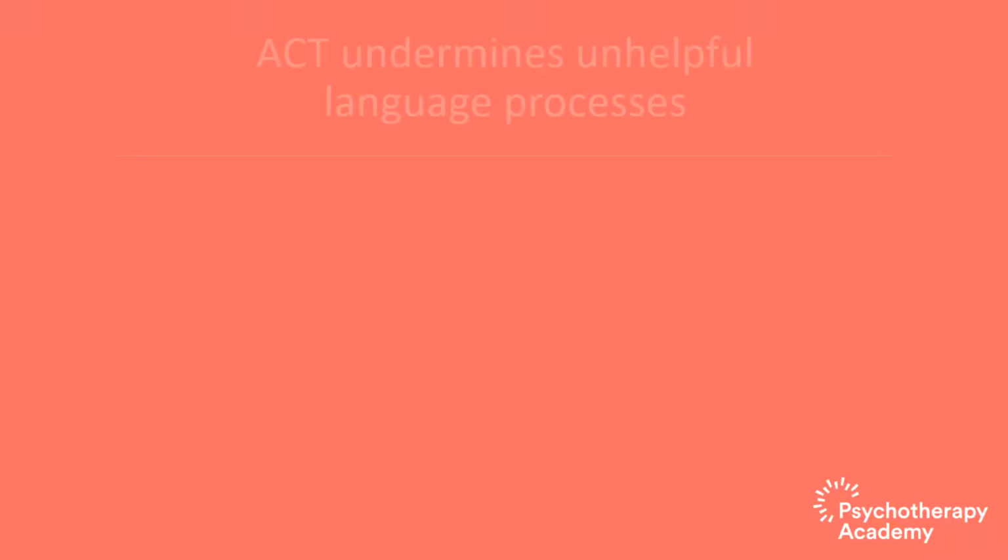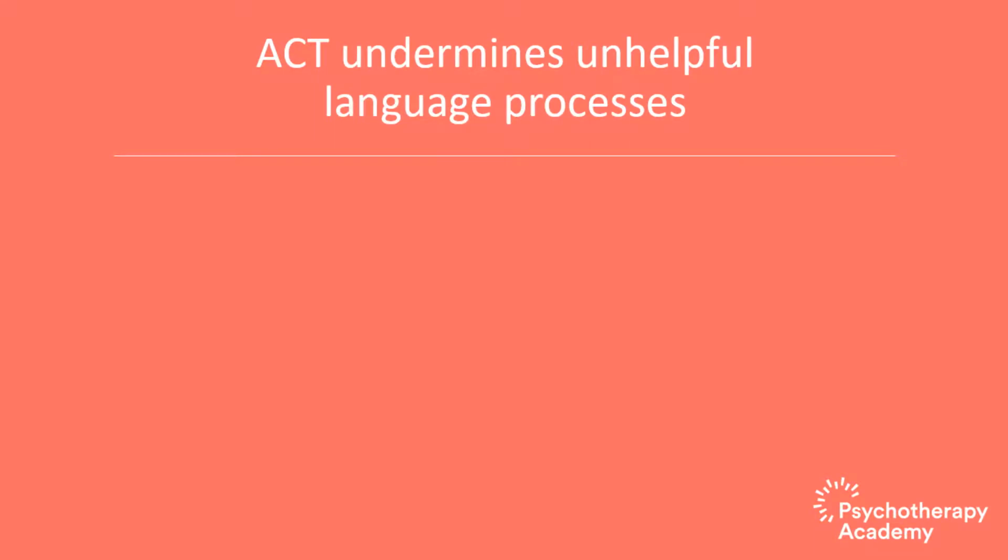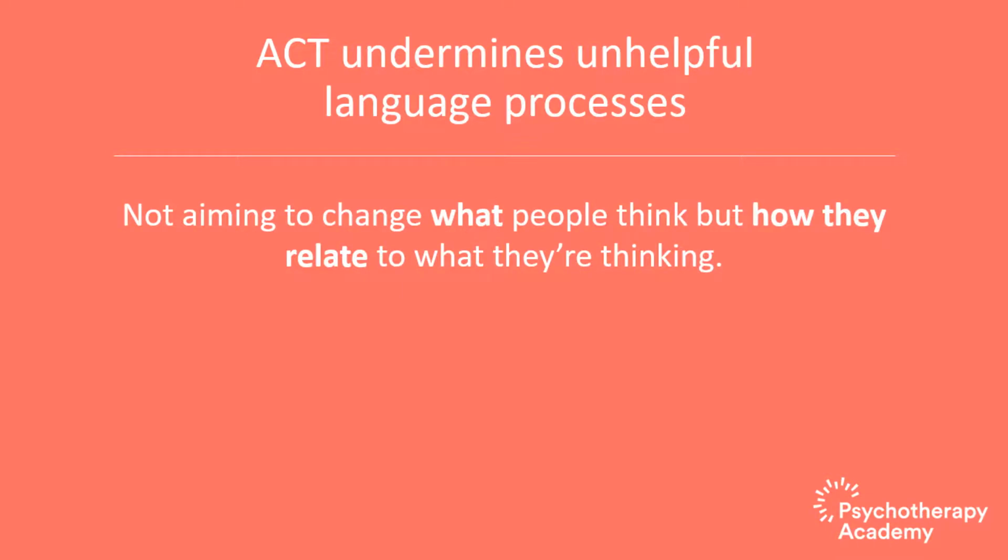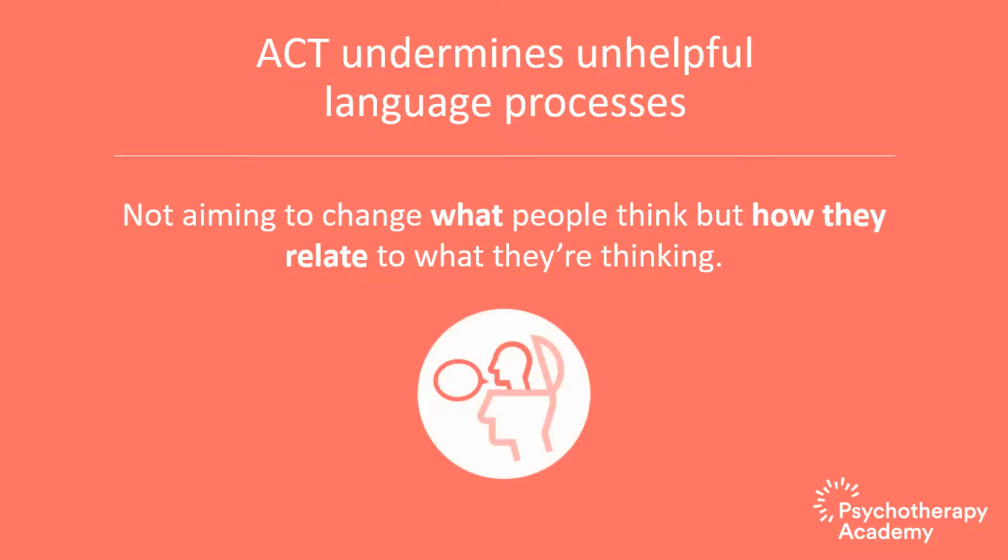One of the things we're doing in the ACT model is undermining unhelpful language processes. We're not aiming to change what people think, but how they relate to what they are thinking. Let's consider this idea of undermining unhelpful language processes with a creative metaphor.